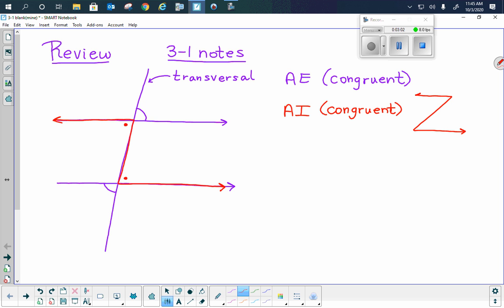So if you don't have a whole picture drawn with a transversal and everything, but all you see is a letter Z, you're supposed to know that these angles inside are alternate interior angles, and therefore they are congruent. Okay, maybe I'll use the same symbol I did over there. There we go. Okay. All right, next shortcut.